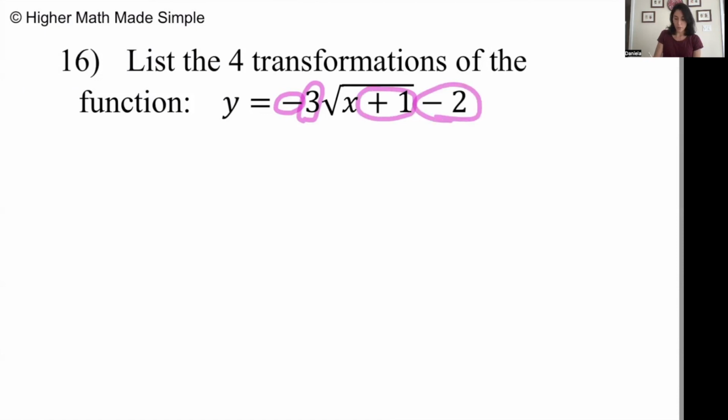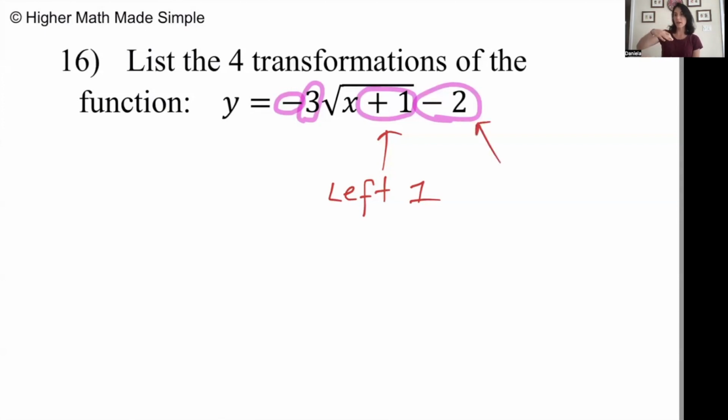So whenever you have something inside the function like this +1, that's a horizontal shift. So it's either left or right. People dislike the fact that actually this is going left, believe it or not. People would want to say right. But when you want to do horizontal shifts, it's actually the opposite of what you think.